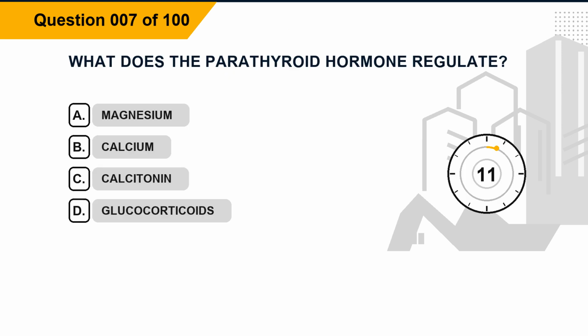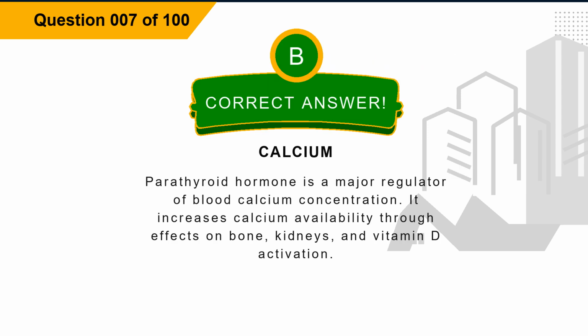Question 7. What does the parathyroid hormone regulate? Option A. Magnesium. Option B. Calcium. Option C. Calcitonin. Option D. Glucocorticoids. The correct answer is option B. Calcium. Explanation. Parathyroid hormone is a major regulator of blood calcium concentration. It increases calcium availability through effects on bone, kidneys, and vitamin D activation.